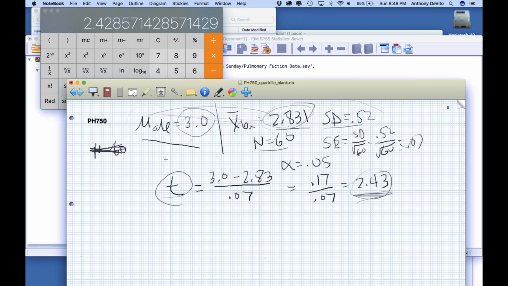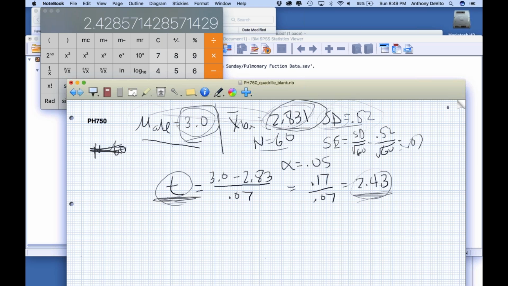That's how far apart 3.0 and 2.831 are in terms of standard errors. That's the number of t-values, like z-values, that they're apart. They would have been z-values if we had known what the standard deviation of this population was, if we could assume it to be the same.